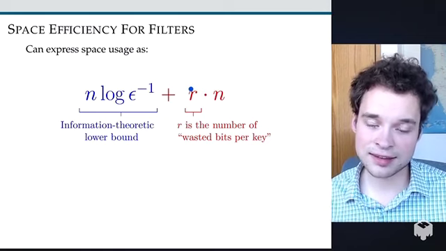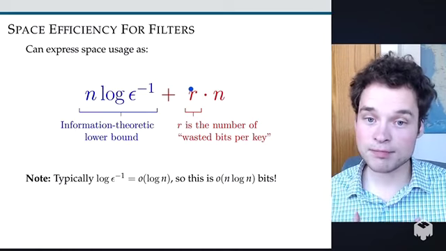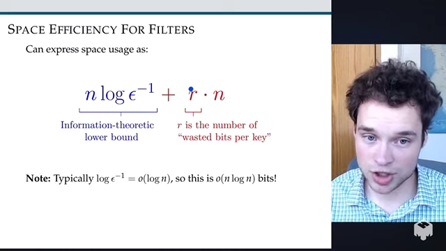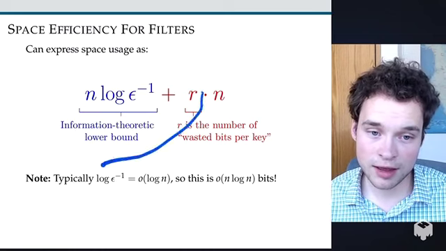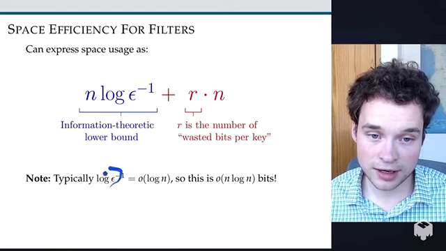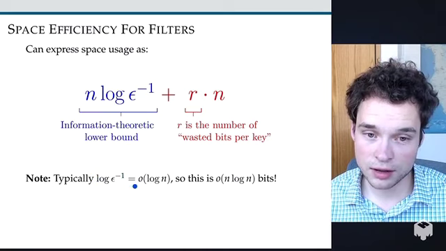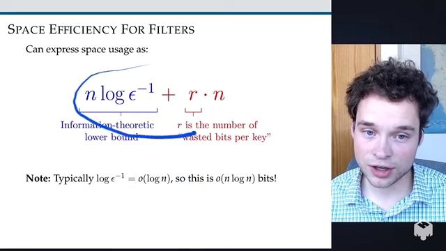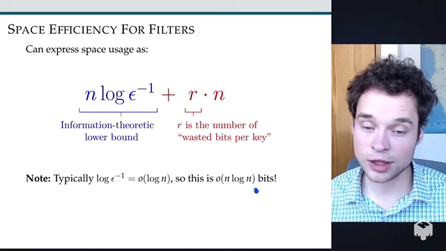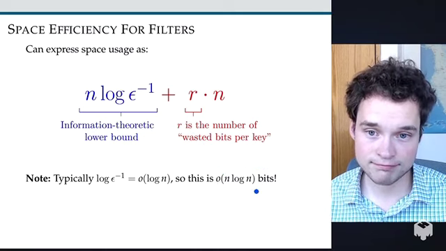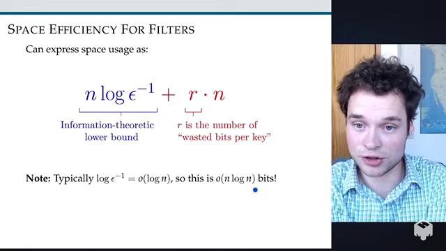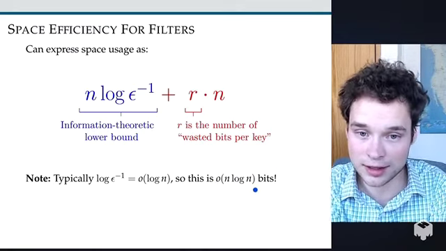And the reason that this is a cool bound is that it's typically much smaller than the amount of space it would take to store your items in a hash table. So you should think of the quantity log of epsilon inverse as being little o of log n. And so that means that this data structure can actually use as few as little o of log n bits. That's why practitioners' filters are so widely used in practice.